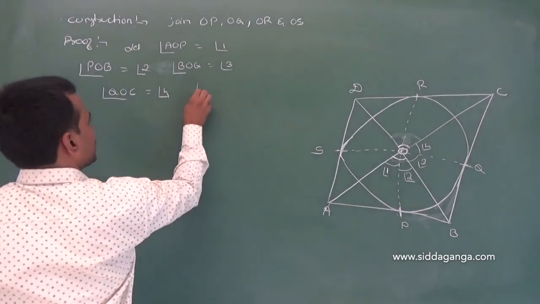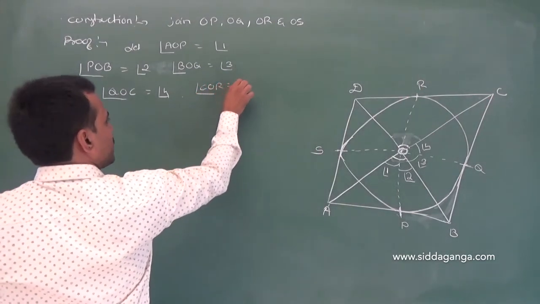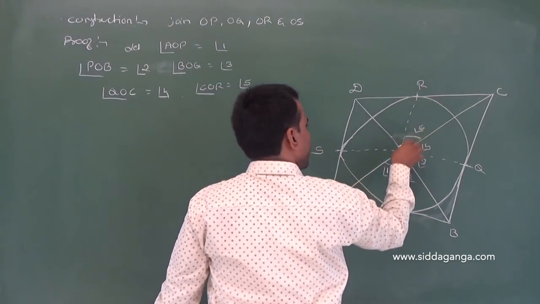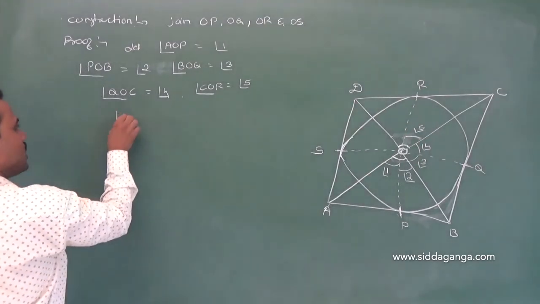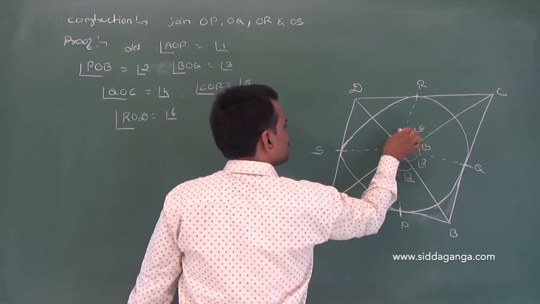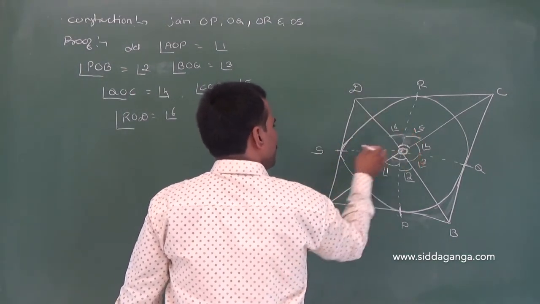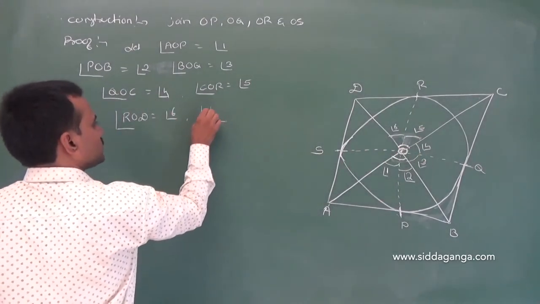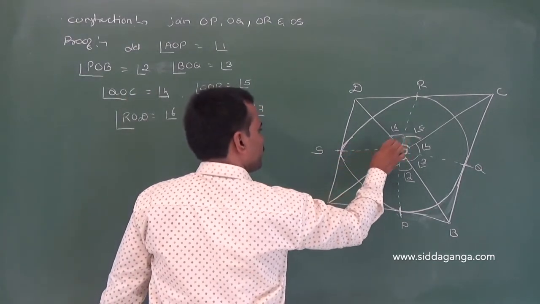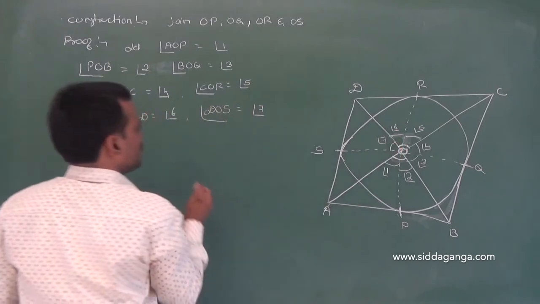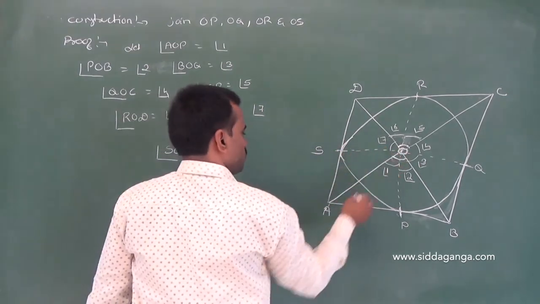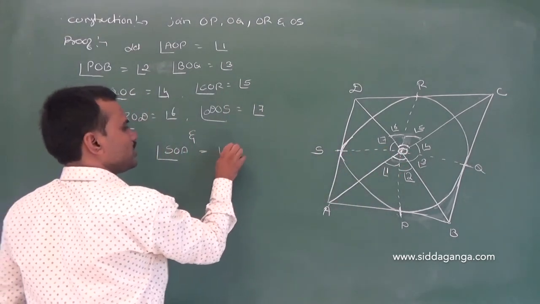COR, angle 5. ROD, angle 6. DOS, angle 7. Last one, SOA, angle 8.